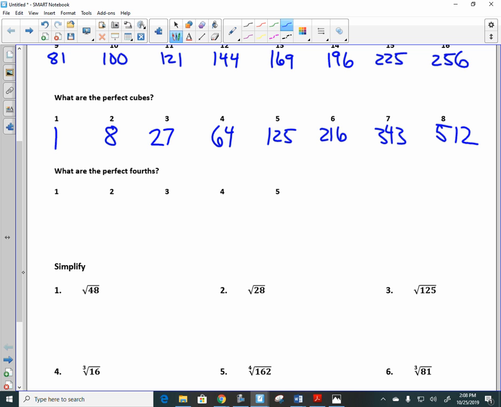How about perfect fourths? We will only list a few of these. 1 times 1 times 1 times 1. 2 times 2 times 2 times 2. 3 times 3 times 3 times 3. 4 times 4 times 4 times 4. And 5 times 5 is 25, 5 to the fourth is 625.